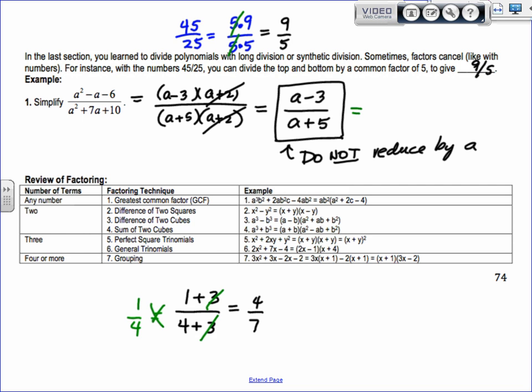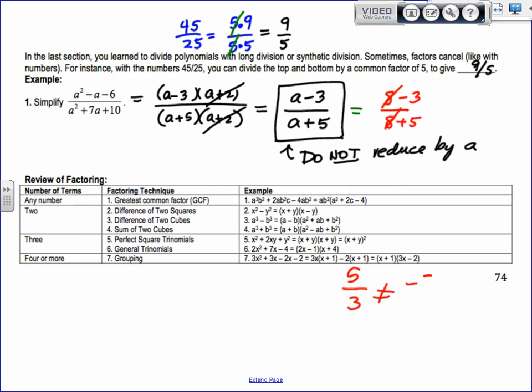So when you get stuck, think about plugging a number in. Like if I plug in 8 for a, I would have 8 minus 3 over 8 plus 5. That would give me 5 over 13. It's not the same as if I cancel. 5 over 13 does not equal negative 3 over 5, right? They're not the same thing. They're not even the same sign. It's not possible, right? So you cannot reduce out by a.